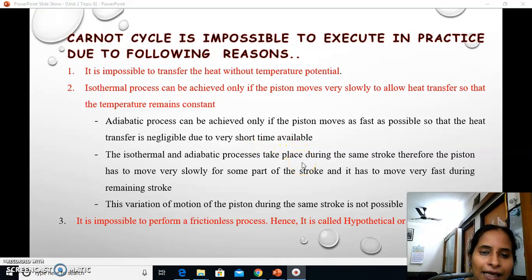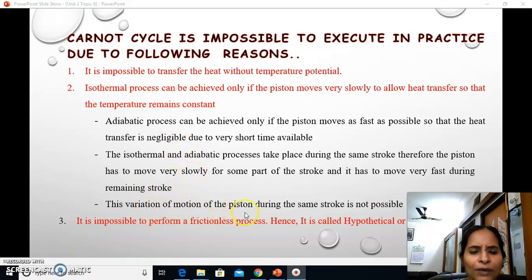So the second valuable point is that the isothermal process is possible only when the piston moves very slowly, and the adiabatic process is possible only if the piston moves as fast as possible, so that heat transfer is zero. Why? Because we should not allow the system to transfer heat with the surroundings. The isothermal and adiabatic processes take place during the same stroke. Therefore the piston has to move very slowly for part of the stroke and very fast during the remaining stroke. So this is not possible.